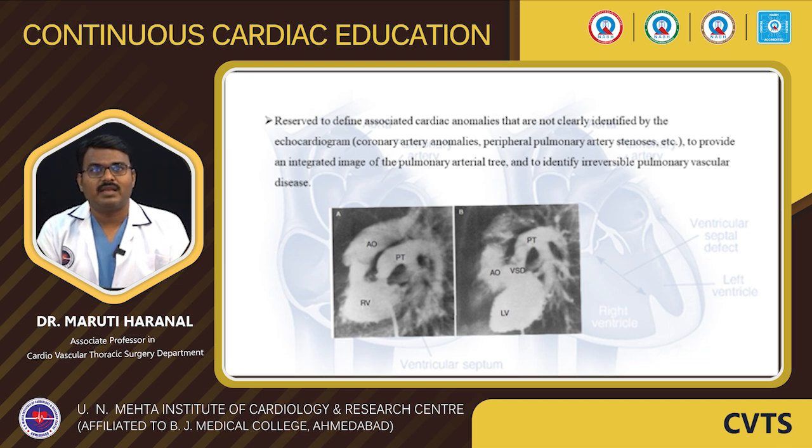It is mainly reserved to define associated cardiac anomalies that are not clearly identified by the echocardiography, such as coronary artery anomalies, peripheral pulmonary artery stenosis, etc., to provide an integrated image of the pulmonary arteries and to define irreversible pulmonary vascular diseases. As you can see in the diagram, it is a cardiac catheterization of a patient with DORV, where you can see bilateral conus and the VSD is next to the pulmonary artery, which is classically seen in patients with the Taussig-Bing variant.